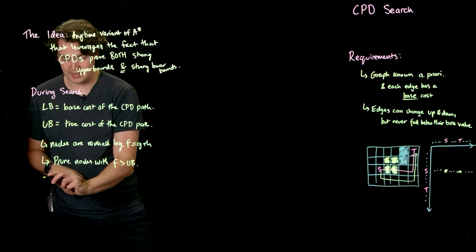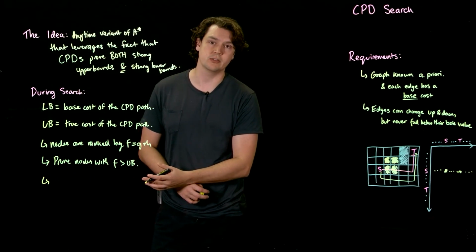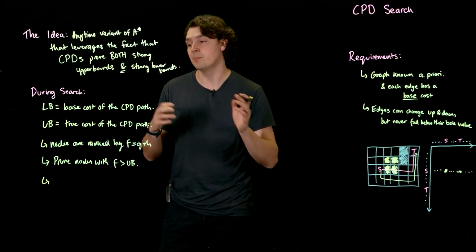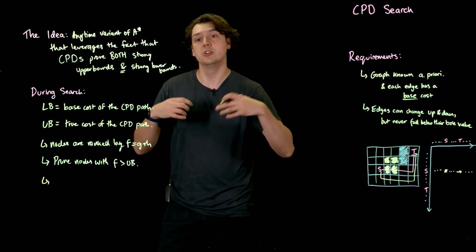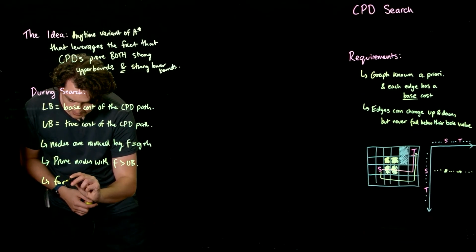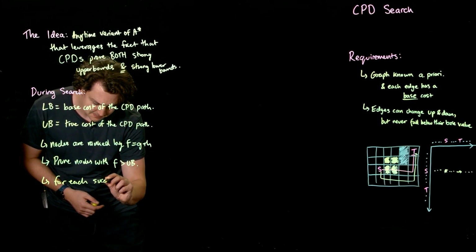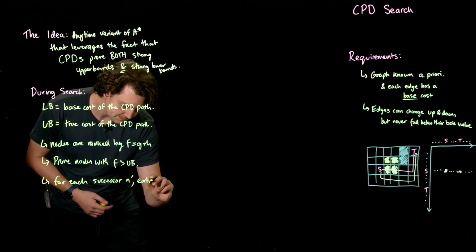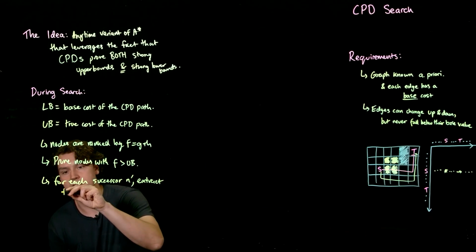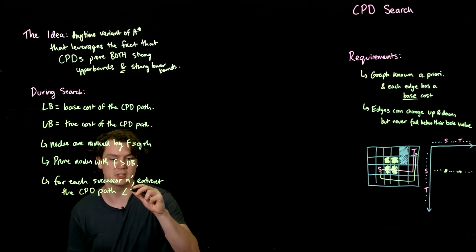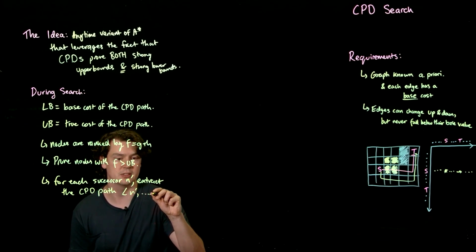And essentially, the process of what we've been doing throughout the whole thing is, anytime you expand a node, for every successor n prime, we're essentially extracting their CPD path to create their lower and upper bounds. So for each successor n prime, extract the CPD path, which just looks like, from n prime all the way to the target t.